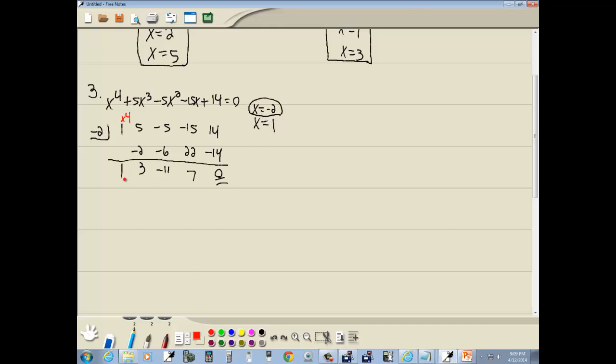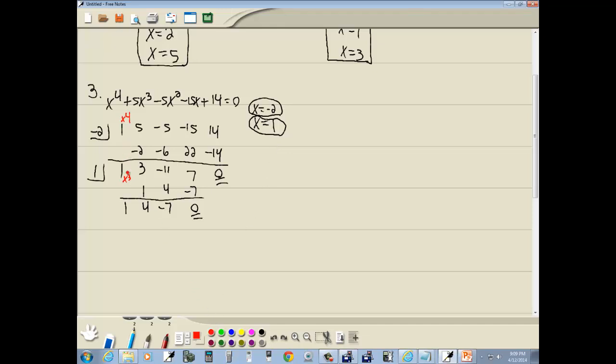Now, we went from x to the 4th, we're now down to x to the 3rd. And we're going to plug in our other answer. So plug in 1. And we'll add, multiply, add, multiply, add, multiply, add, and we get another 0, which you should. Calculator told you this is an answer. You better get a 0 there.